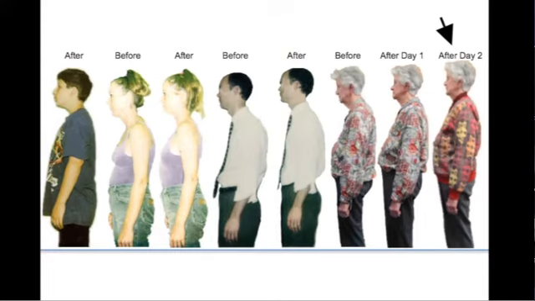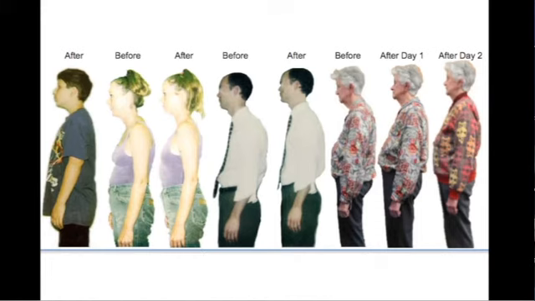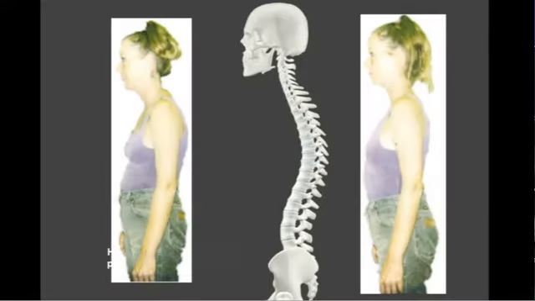And that second picture is after she got treated on day 2. And it's breathe in, breathe out, relax, let your body slump, and we went through that whole routine. And that's what the picture is. So again, if you're getting treated and your body does not stay upright all by itself at the end of the treatment, whatever they're doing, it's not structural correction. And that's what you're going to be getting from your certified ABC practitioner.